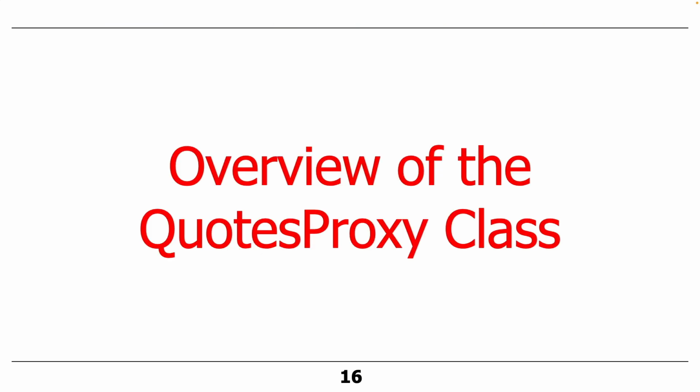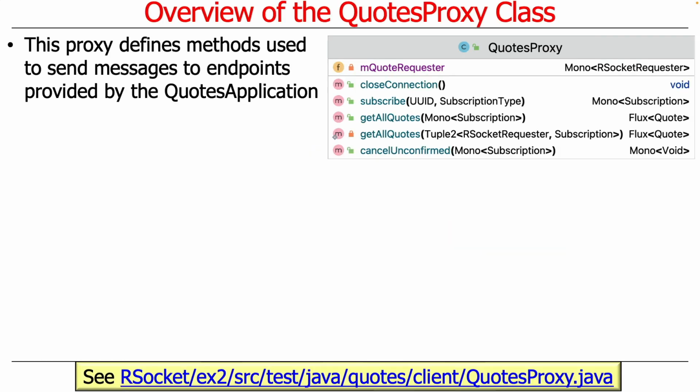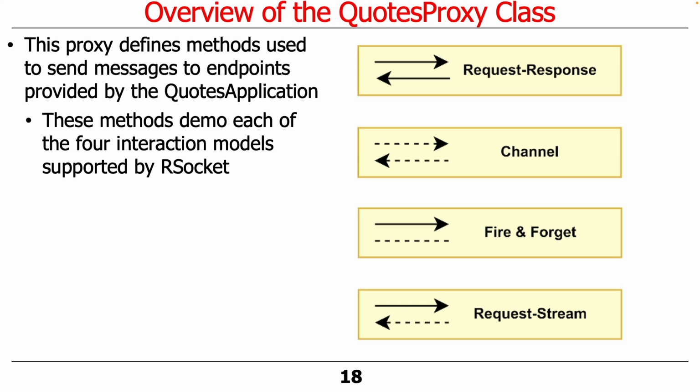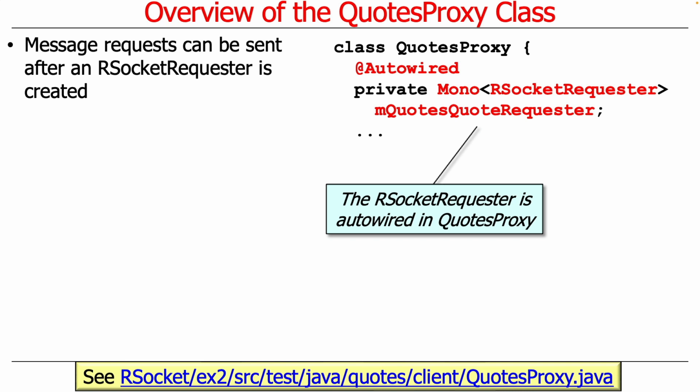So let's talk about the client quotes proxy class. There is no equivalent to HTTP interface declarative clients or Retrofit declarative clients for RSocket. So if you want to simplify the programming, you have to define your own proxy. And we define one because we don't want to have to write all that nasty code all over the place. So we define some methods that we're going to call. And these methods demonstrate each of the following 4 interaction models that are supported by RSocket: request response, channel, fire and forget, and request stream. So let's take a look at a couple examples.